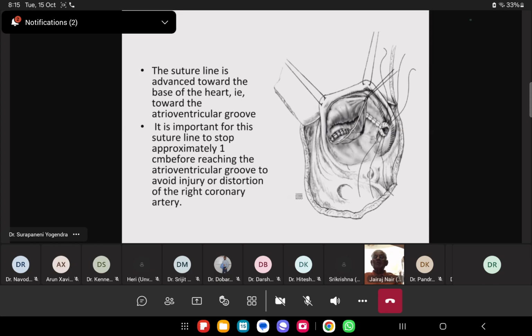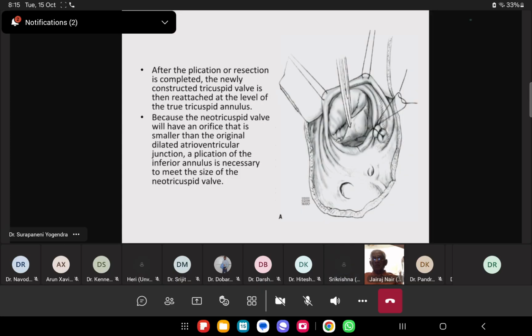The suture line is advanced towards the base of the heart, i.e. towards the atrioventricular groove. It is important for this suture line to stop approximately 1 centimeter before reaching the atrioventricular groove to avoid injury to or distortion of the right coronary artery. After plication or resection is completed, the newly constructed tricuspid valve is then reattached to the level of the true tricuspid annulus. Because the neotricuspid valve will have an orifice that is smaller than the original dilated atrioventricular junction, a plication of the inferior annulus is necessary to meet the size of the neotricuspid valve.